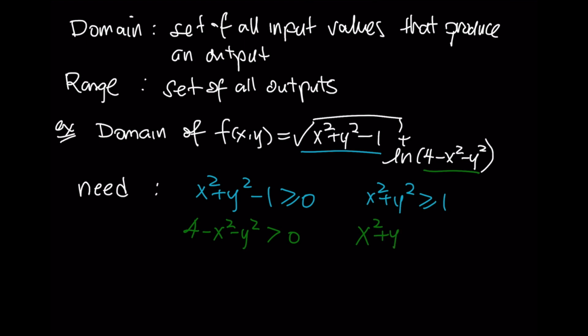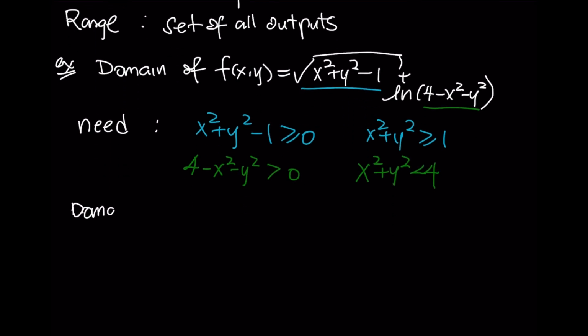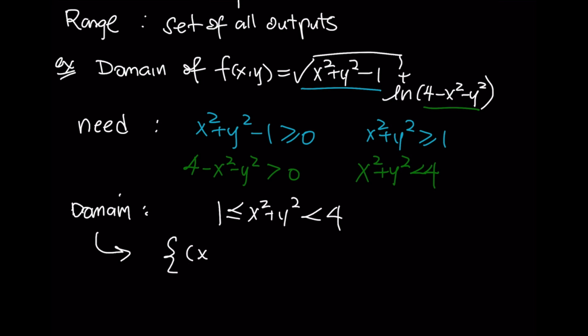When you combine these two conditions, you end up getting x squared plus y squared. We need it to be less than 4, strictly less than 4, but greater than or equal to 1. So the domain in proper notation is going to be the set of all points x and y. When we put this vertical bar, it means such that, and then we state the condition. x squared plus y squared is less than 4.